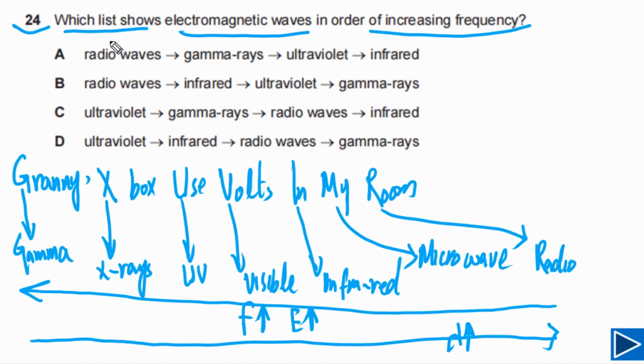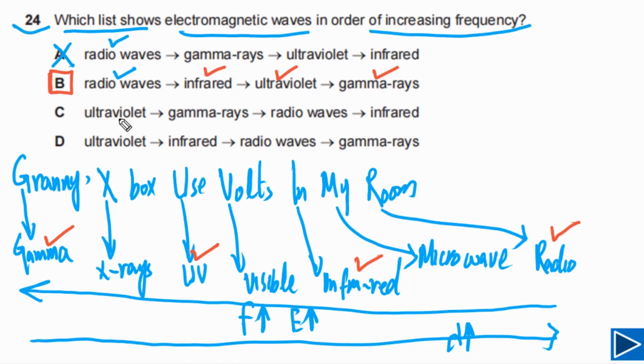So if you look at option A, radio waves is right. After radio has to be infrared, then ultraviolet, then gamma. So this order is wrong. If you look at option B, the first one we have is radio waves. Then we have infrared, then we have ultraviolet, and the last one is gamma rays. So this is in order of increasing frequency. So B is the correct option.